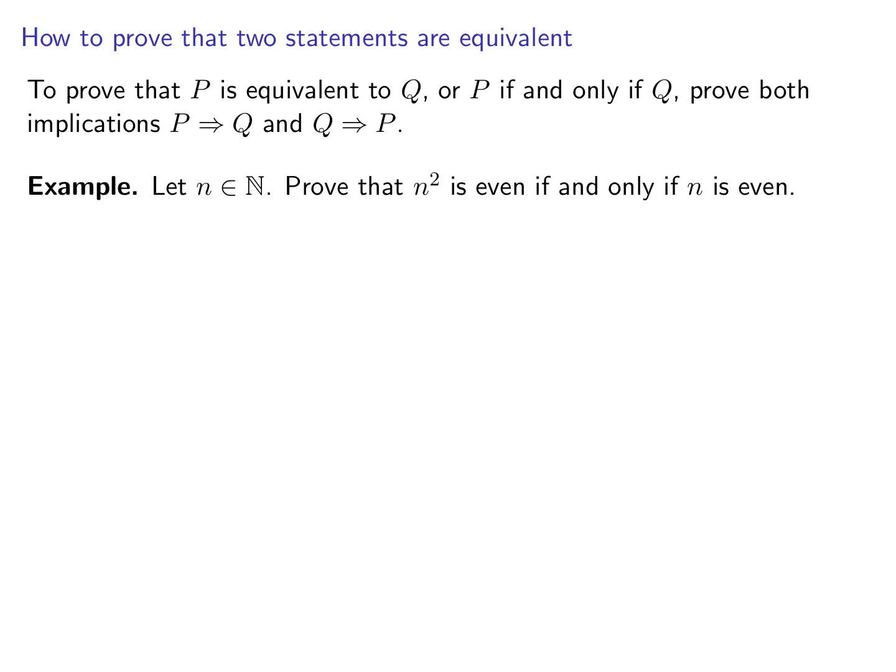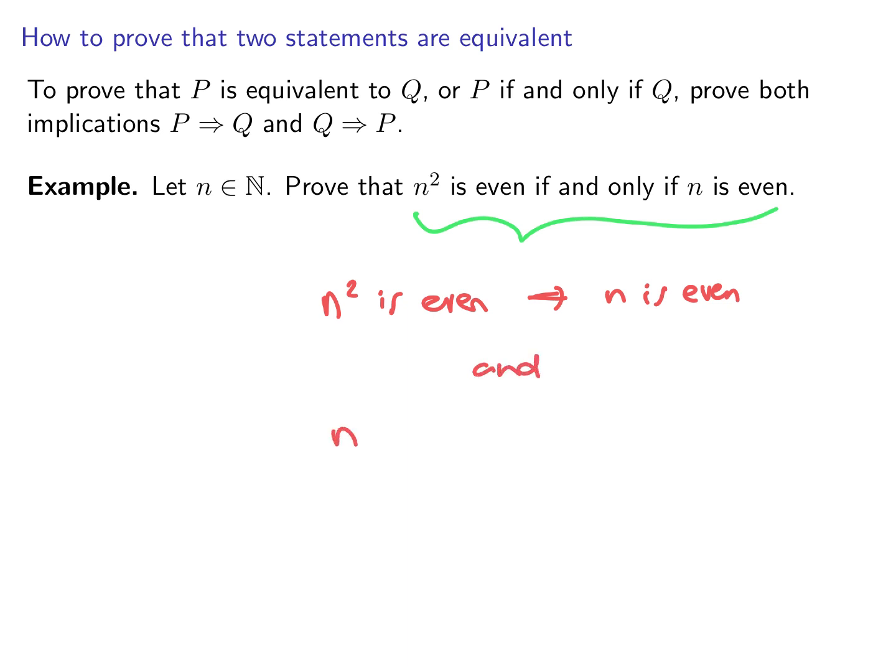So for instance, if you want to prove this statement, let n be a natural number, prove that n squared is even if and only if n is even. It means that you need to prove that n squared is even implies n is even. I think we've done something like this in a previous video. And don't forget to prove that n is even, so start with that as an assumption, right?